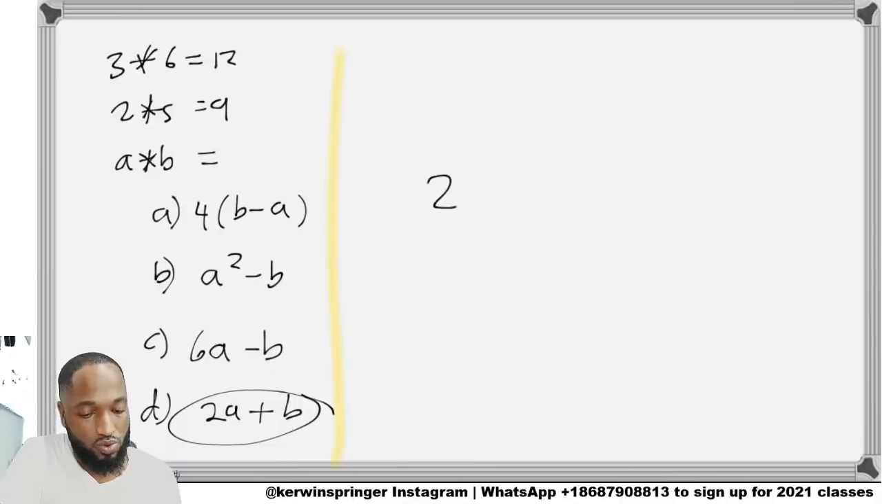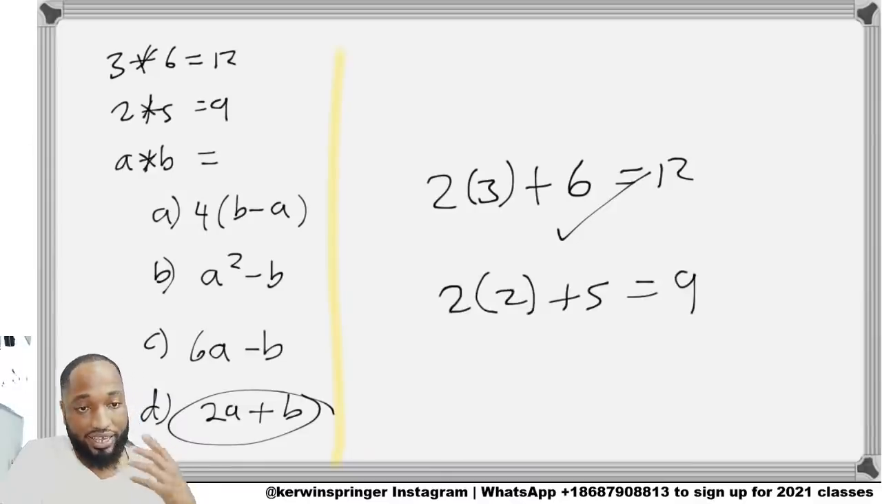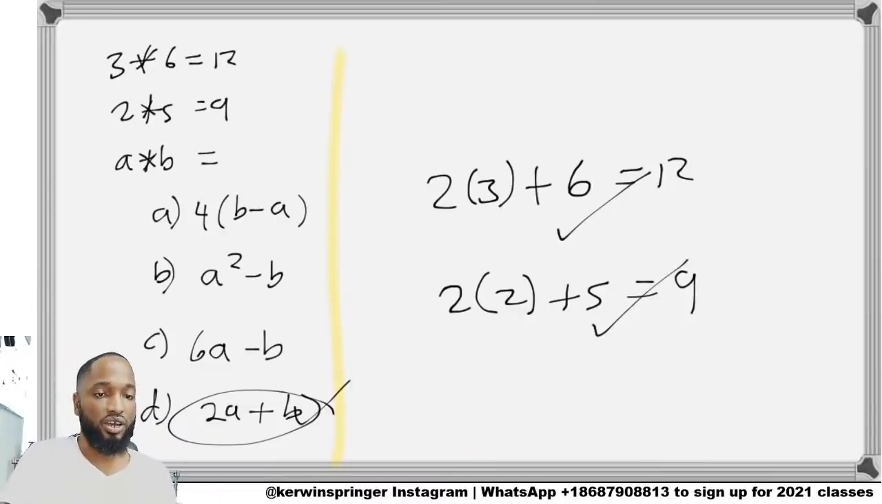So 2 by 3 plus 6, is that equal to 12? Yes, so it works. And also try this one: 2 by 2 plus 5, is that equal to 9? Yes, so it works. So therefore this is the answer.